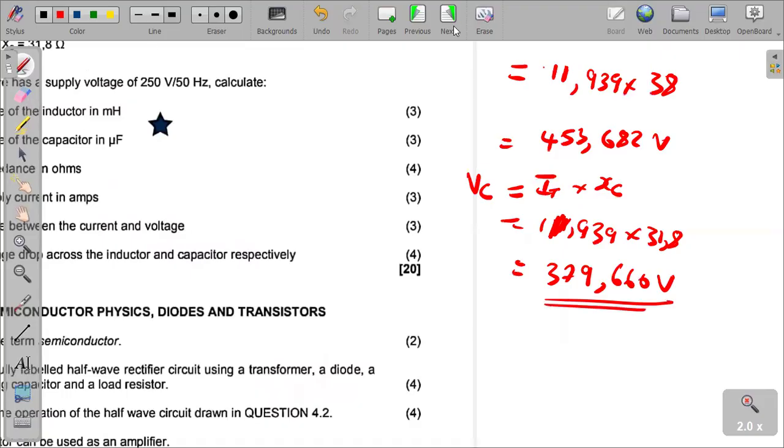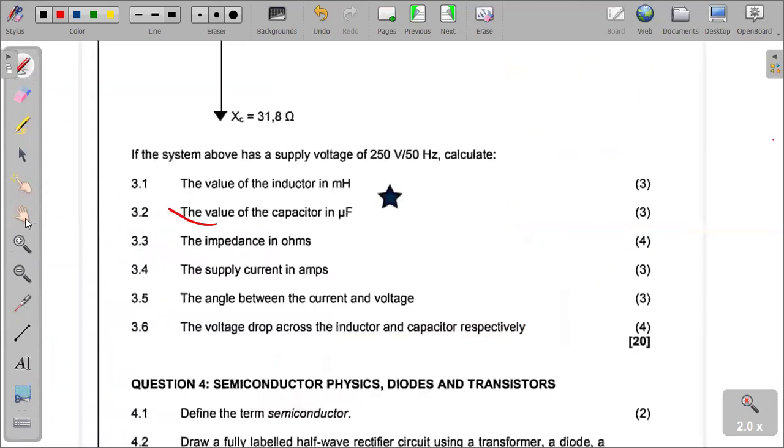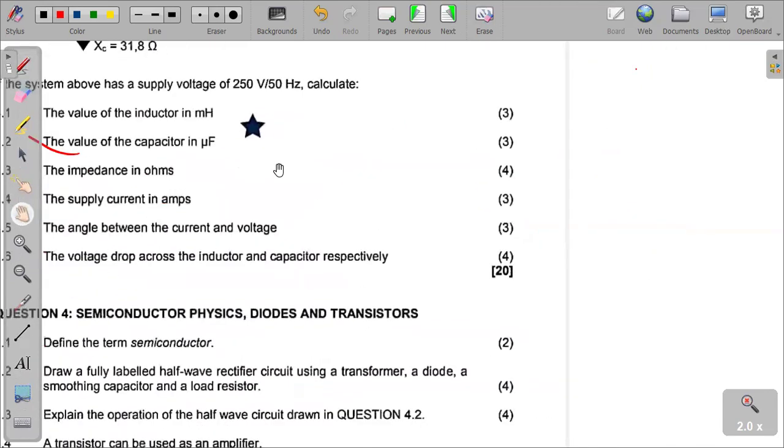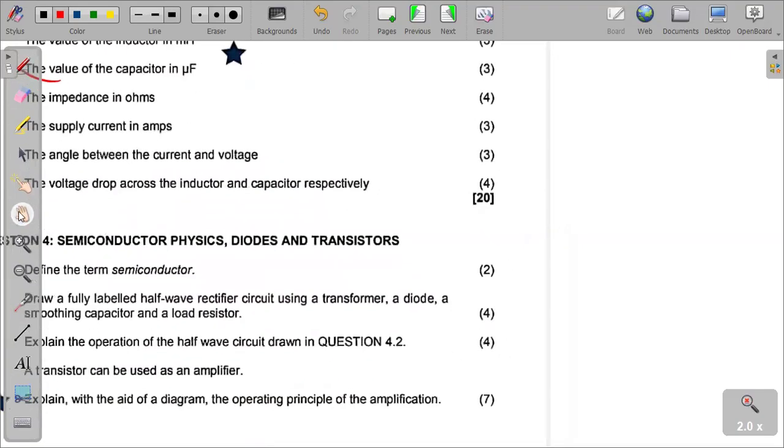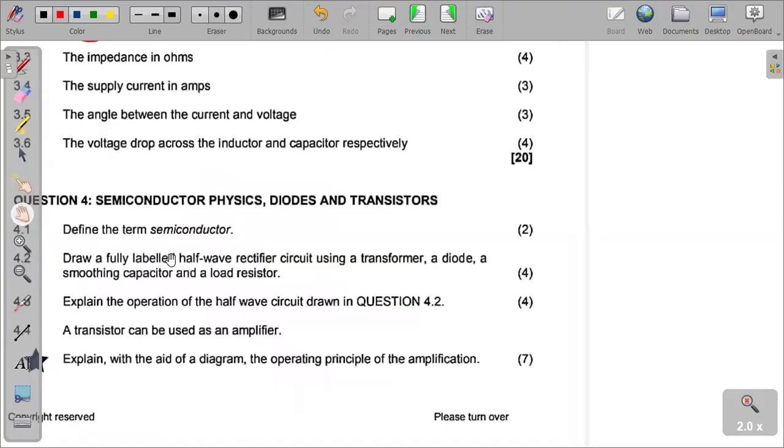Question number 4 is saying, define the term semiconductor. A semiconductor we can define as a material that is neither a good conductor nor a good insulator. It's in between. Or a semiconductor is a tetravalent material. By that, we are saying it has 4 valence electrons. Often, knowing that an insulator has 8 valence electrons and a conductor has less than 3 valence electrons, we can also define it in that way.